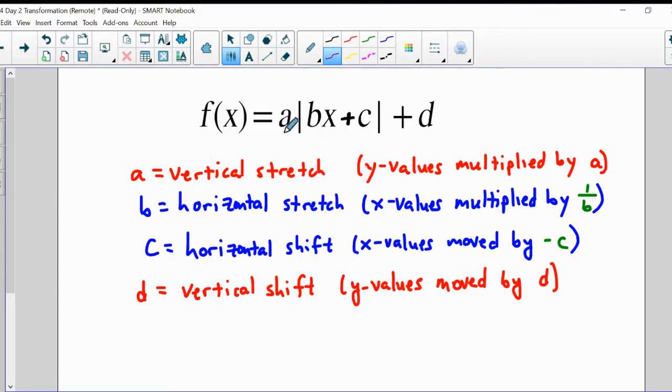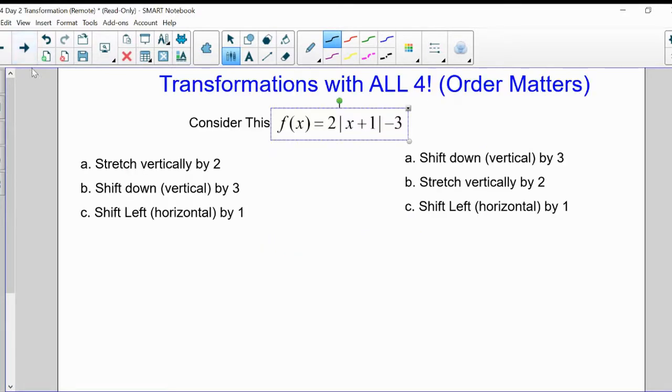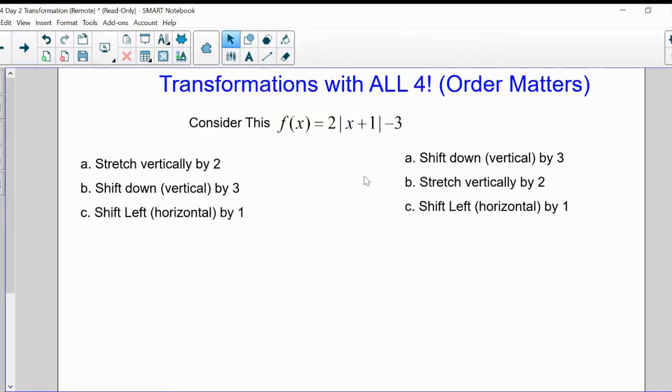So if we look at the function a times absolute value of bx plus c, plus d, or any kind of function that's some kind of f of x, we have these situations going on. A vertical stretch, y values are getting multiplied by a, or a vertical shift, y values are getting moved by d. Whereas b and c, the horizontal stuff, actually works backwards of how our brains think. So the x values in this case are getting multiplied by 1 over b, and the x values are moved by the opposite of c. And that's something that we learned last year, but we're just reviewing right now.